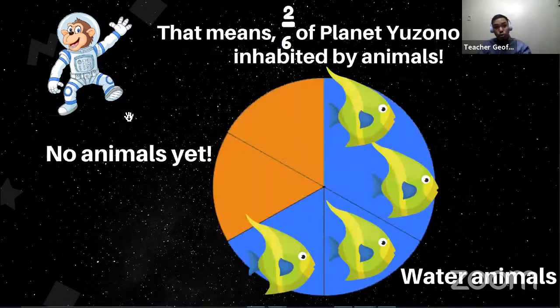Okay, so actually Monkey tells us that's right. 2/6 of the planet Yuzono is not inhabited by animals. All of you space adventurers got that right. Now, we will be proceeding to the very last part of our adventure.